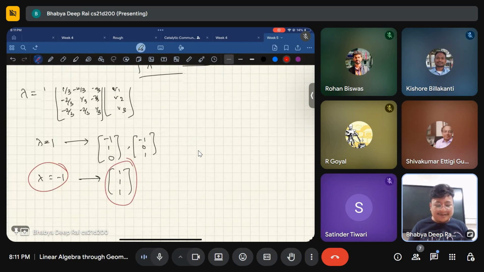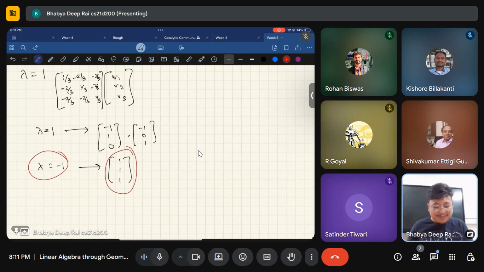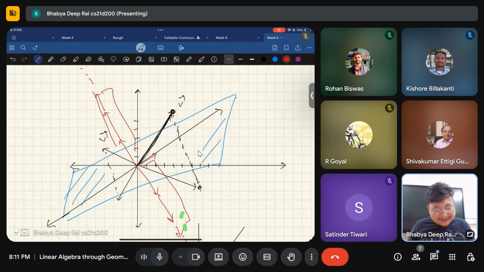If you observe the second vector, it's too late now, I'm not going to plot it on the graph, but if you observe these two lines when lambda equals 1, they will lie exactly on the plane. They'll be like the basis vectors for that particular plane. Using their linear combination, you can get anywhere on the plane.